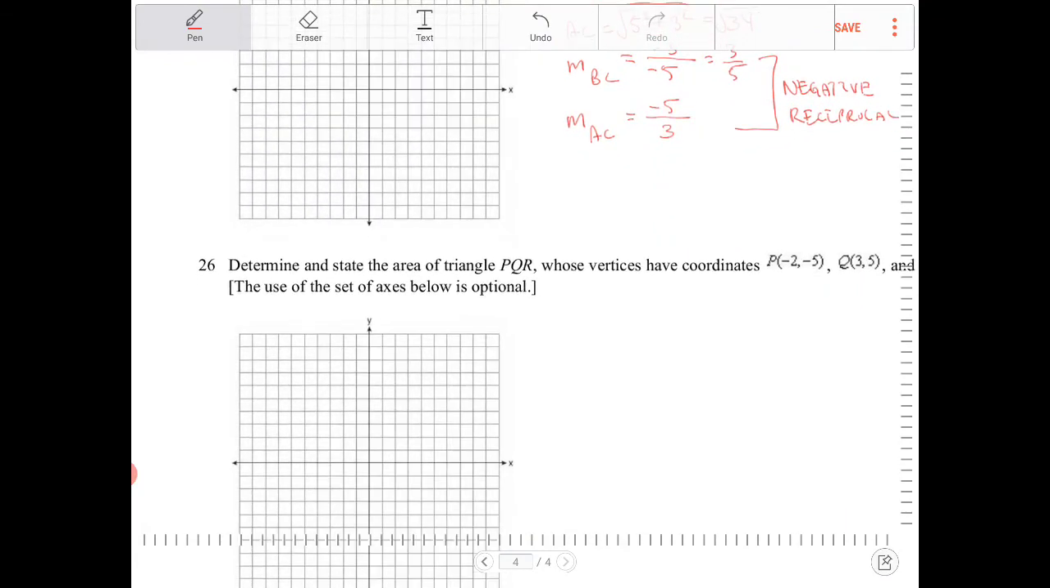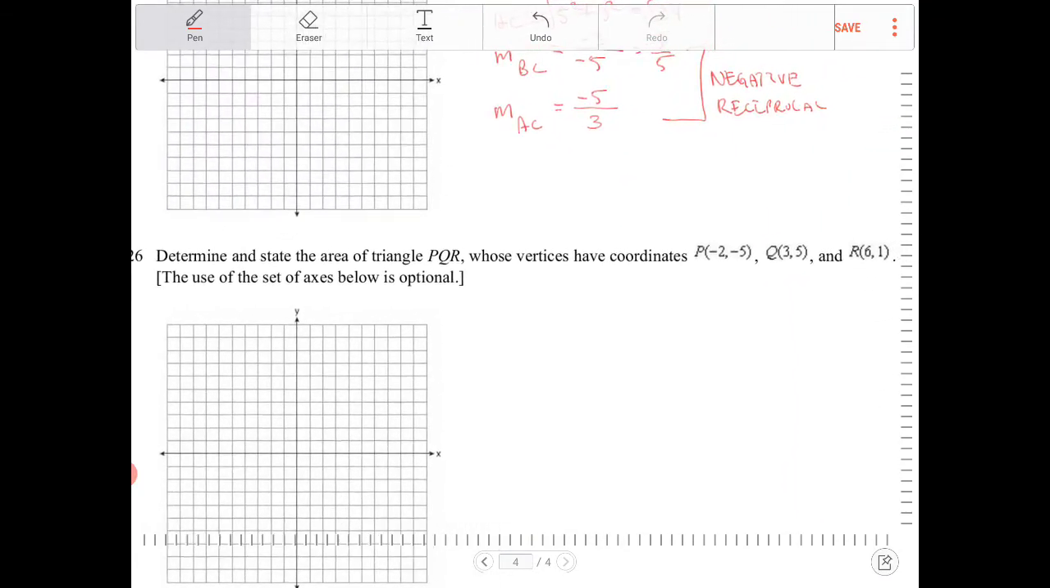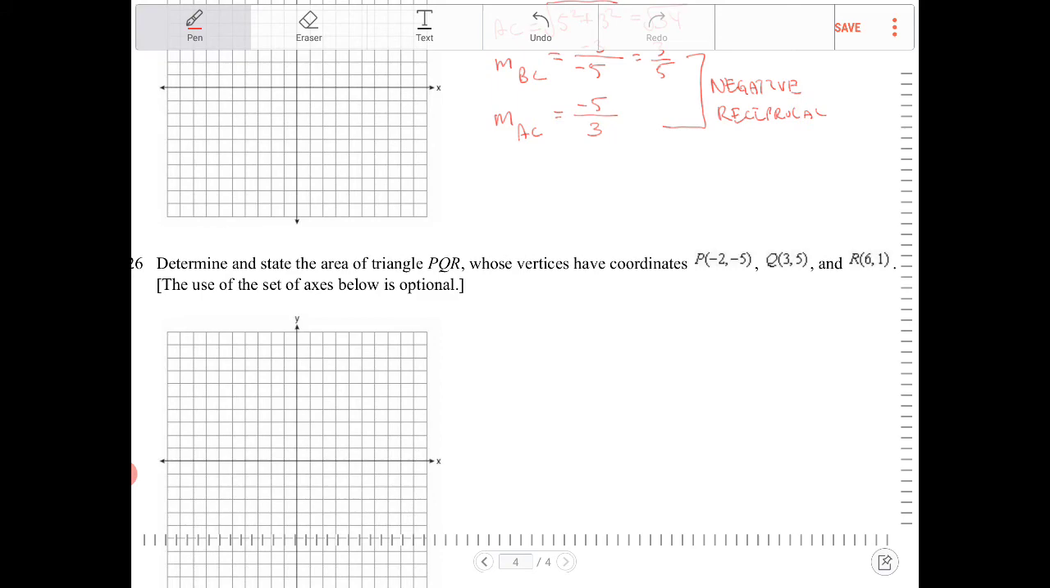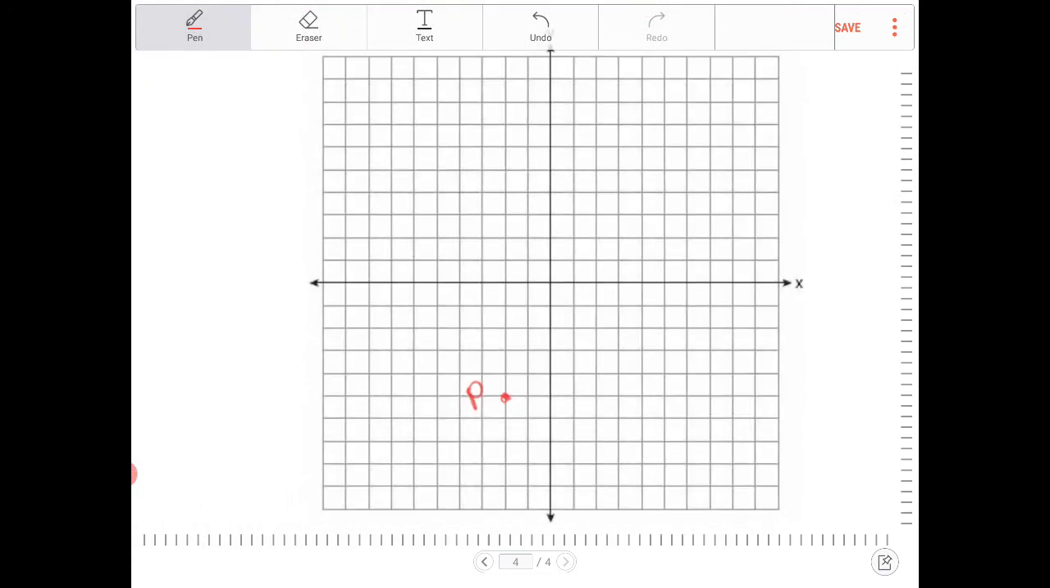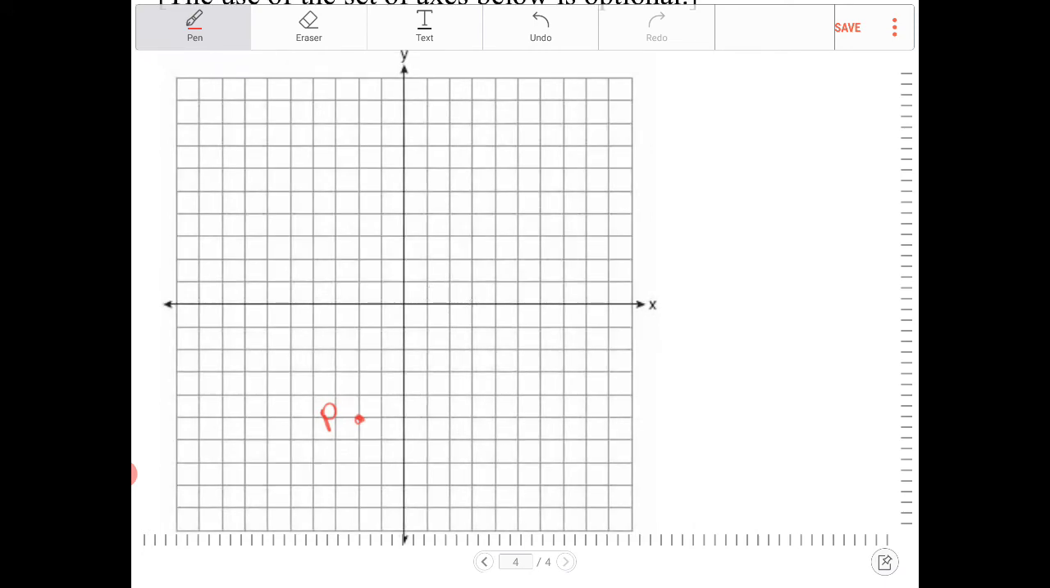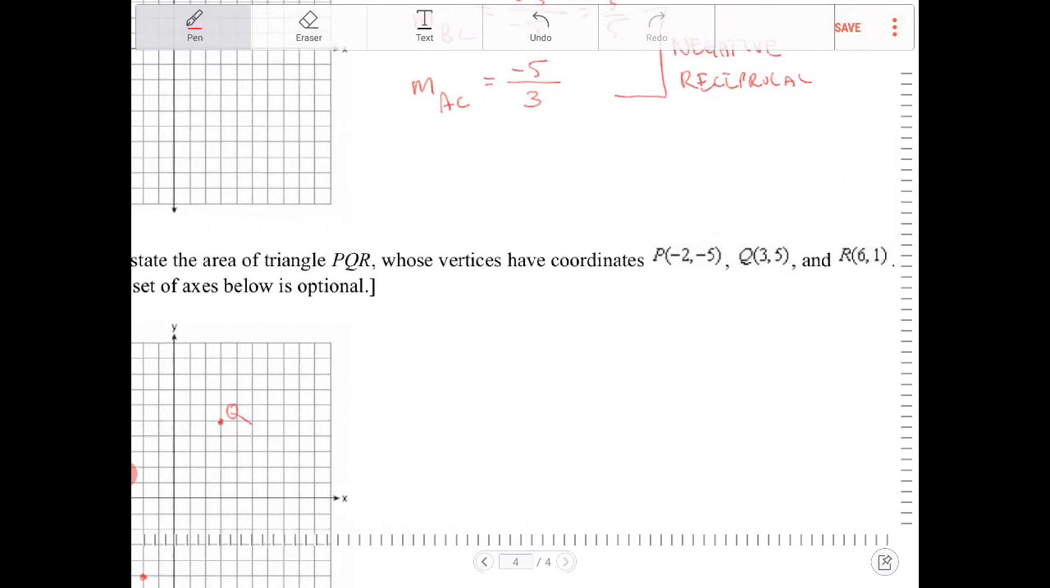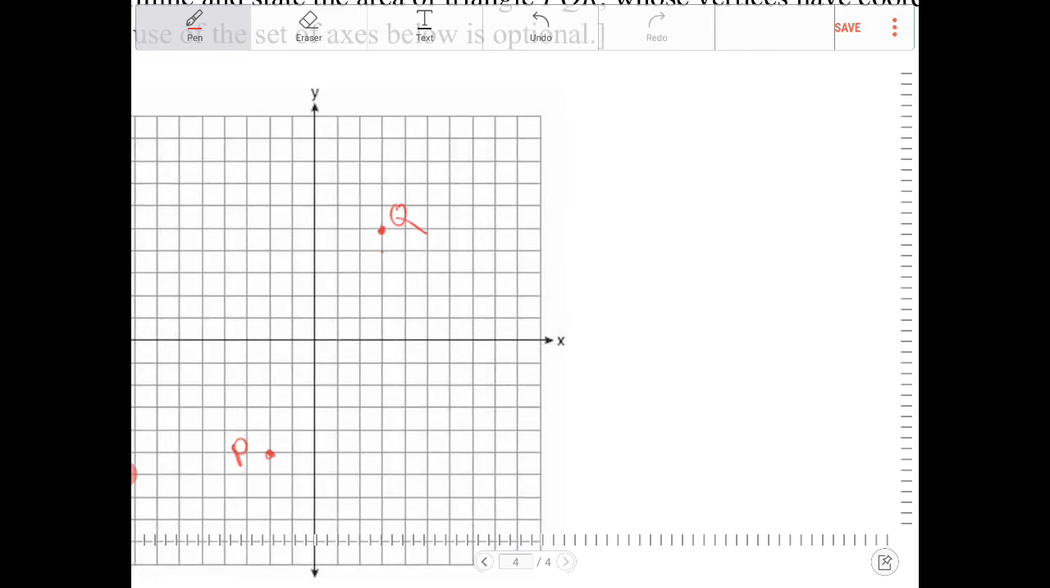And the last question. Determine and state the area of triangle PQR whose vertices are given. So -2, -5 is P. 3, 5 is Q. And R has a coordinate of 6, 1. These are like the same problems repeated over and over again. I hope you guys are beginning to see that.